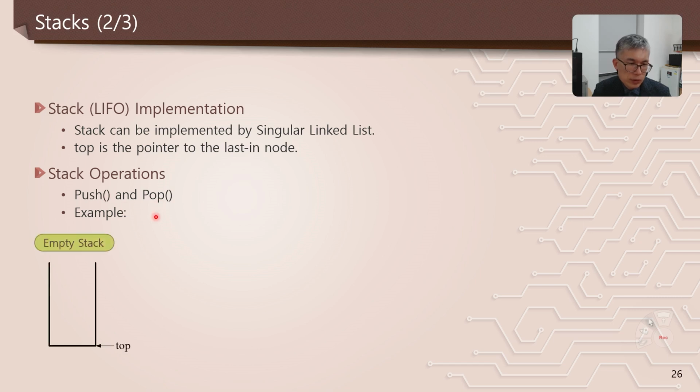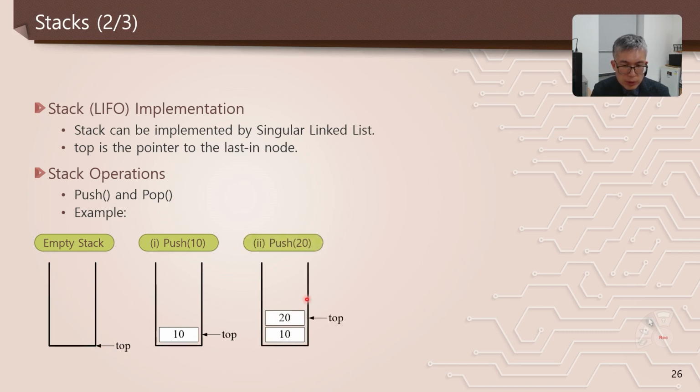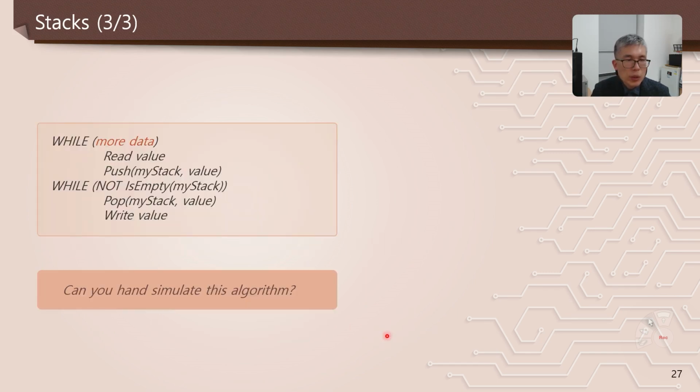So in the example here, an empty stack has top pointing to null, and then we push 10 as the first item, and top points to it. Then we push 20 as the second item, pointed to by top. And then we pop the 20, the last in is popped out, and then top points to the first item here.